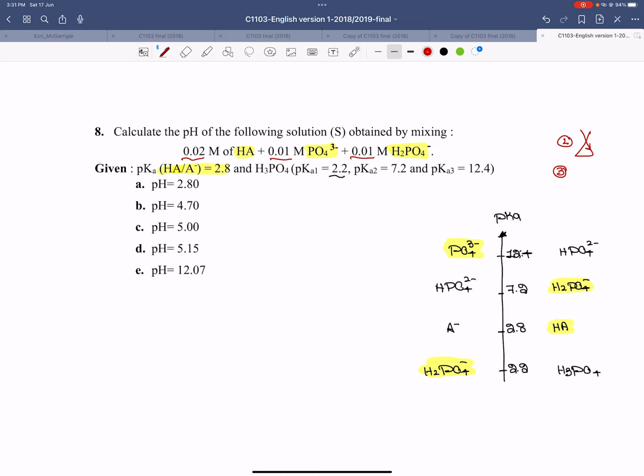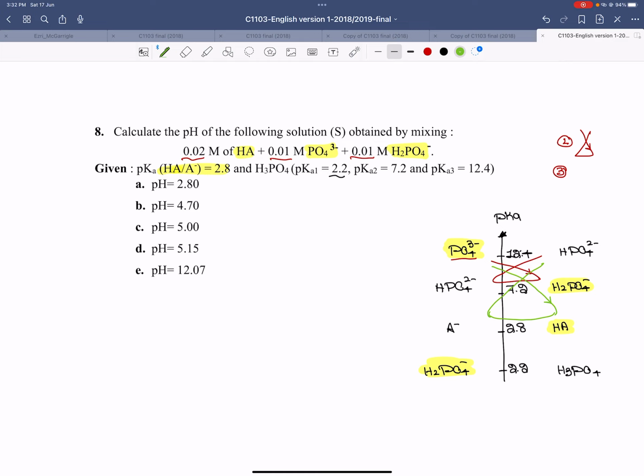What do I mean? According to the gamma rule, I have 2 options. My first option is PO4 3- will react with H2PO4- to give me HPO4 2- and HPO4 2-. That is the first one. The second one will be PO4 3- with HA to give me A- and HPO4 2-.